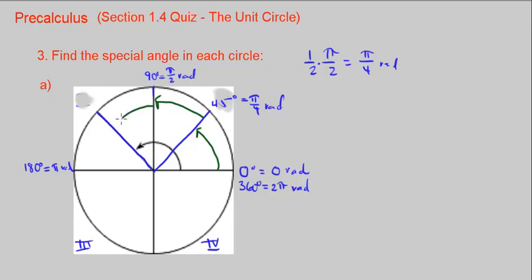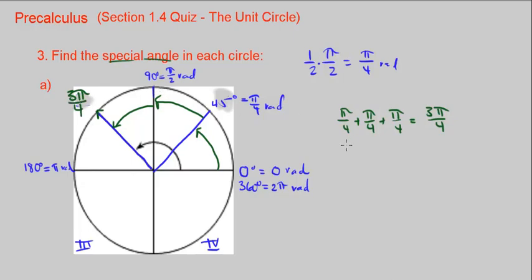And we're adding one more pi over 4, right? So how many pi over 4s is that? That's pi over 4 plus pi over 4 plus pi over 4. That's 3 pi over 4. 1, 2, 3 pi over 4. So the special angle is 3 pi over 4.